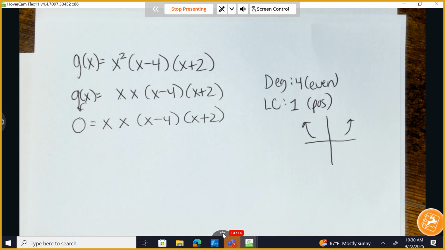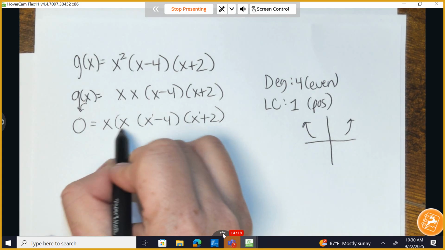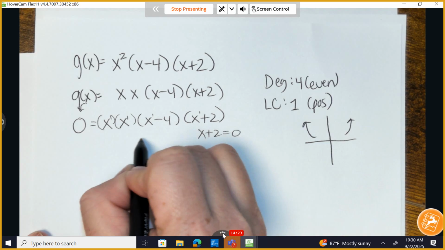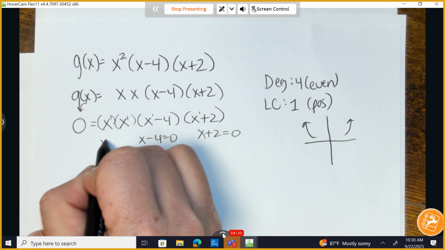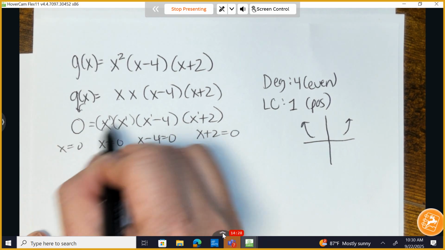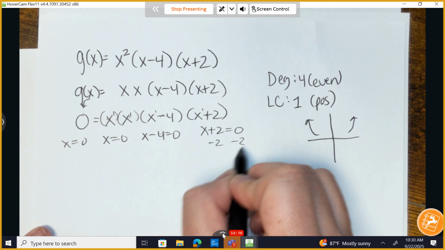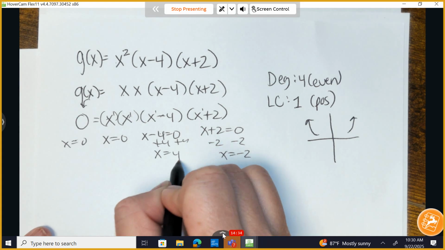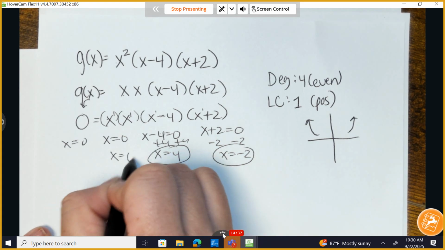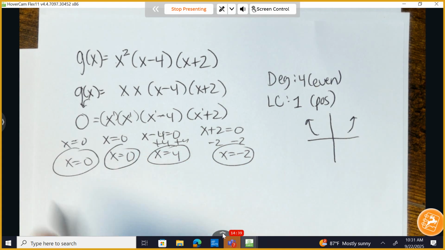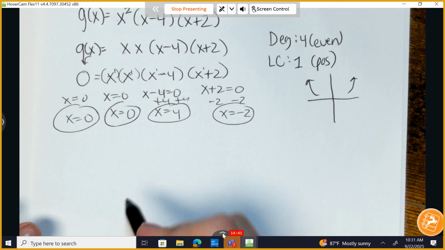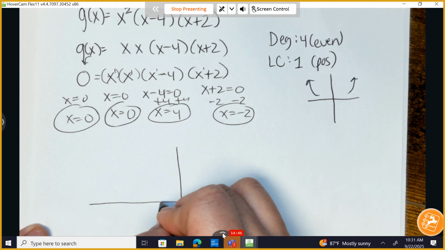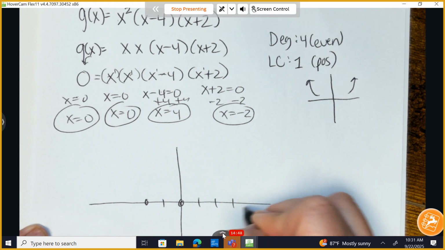And then I like this form. When the degree of each of these is simply 1, it makes it easy. I can take each of these and I can set them equal to 0 and solve. So each of these is set equal to 0, and I end up with x equals negative 2, x equals positive 4, and x equals 0, and x equals 0 again. So I have 4 different solutions. Let's come down to our graph, and let's graph 0, negative 2, and positive 4.